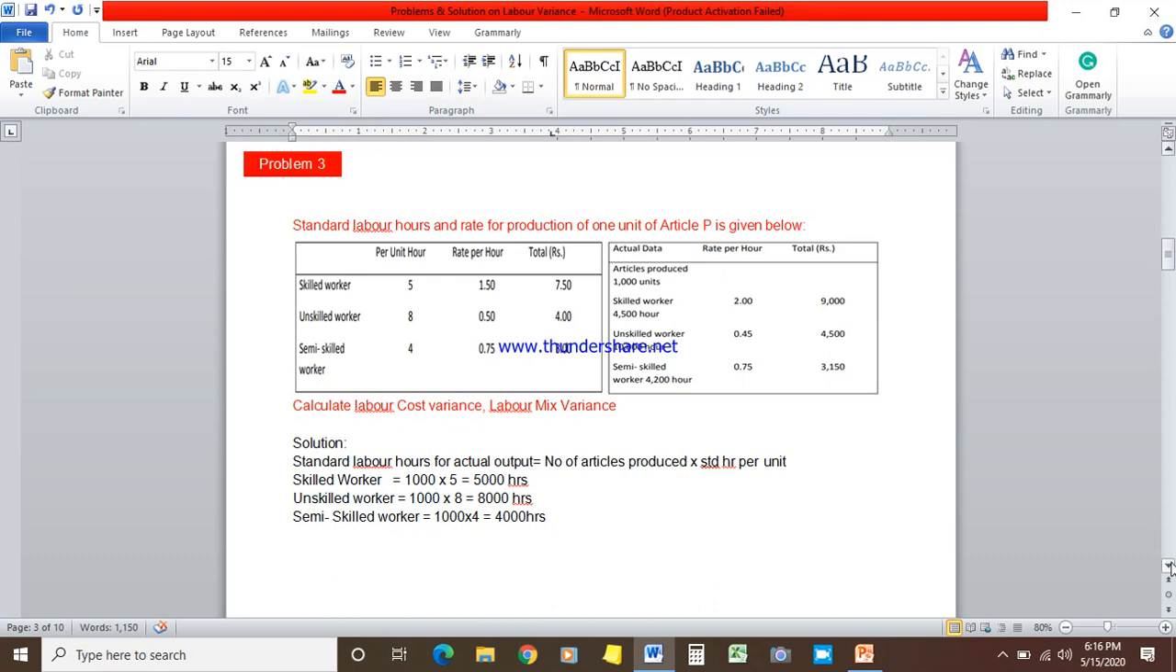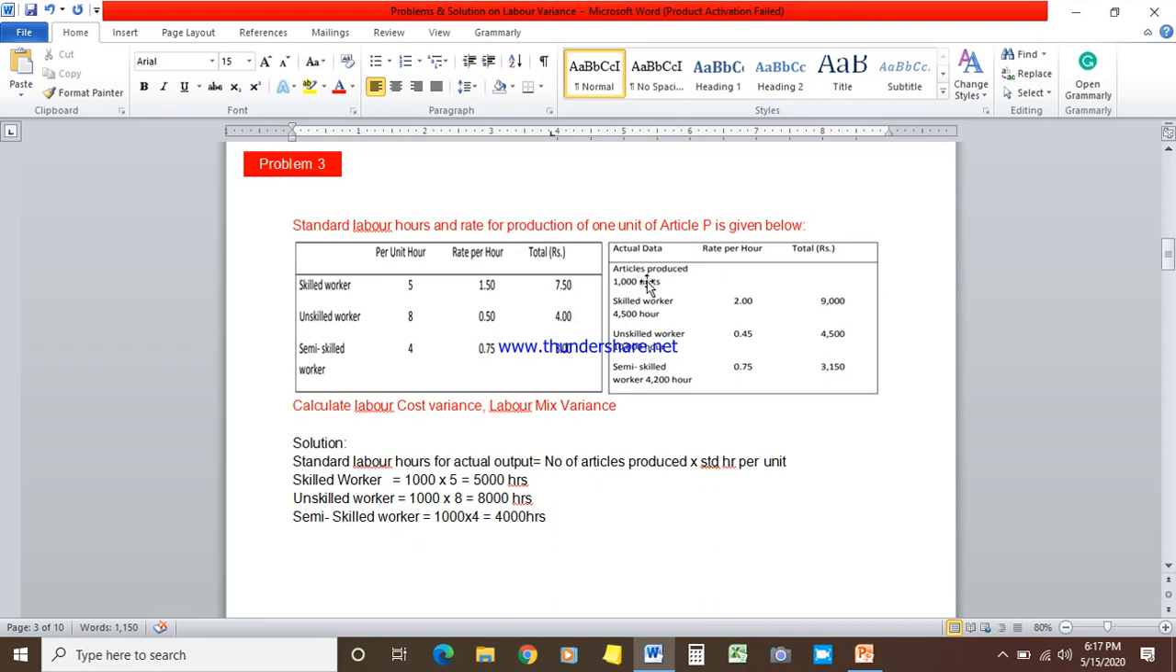The standard labor hours and the rate of production for 1 unit of article P are mentioned here. If you are manufacturing 1 unit of article P, the skilled laborers have to spend 5 hours on 1 unit, and they will be paid 1 rupee 50 paisa per hour. Unskilled workers have to spend 8 hours, and they will be paid 50 paisa per hour. Semi-skilled workers need to spend 4 hours, and the wage rate for them is 75 paisa per hour. Accordingly, the total payment for these workers for manufacturing 1 unit is given.